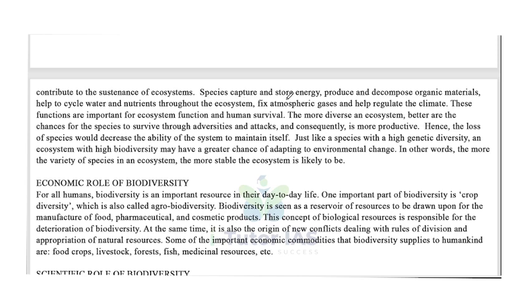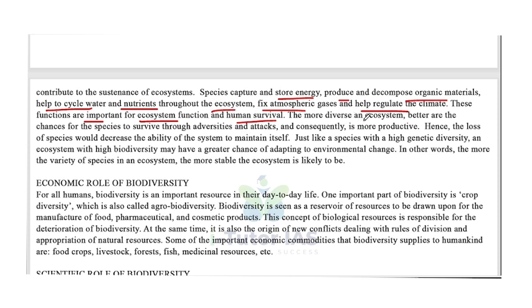Species capture and store energy, produce and decompose organic materials, and help to cycle water and nutrients throughout the ecosystem. Every species has its own role in the ecosystem, and some of them fix atmospheric gases and help regulate the climate. These functions are important for the ecosystem to function, and they also help human survival.